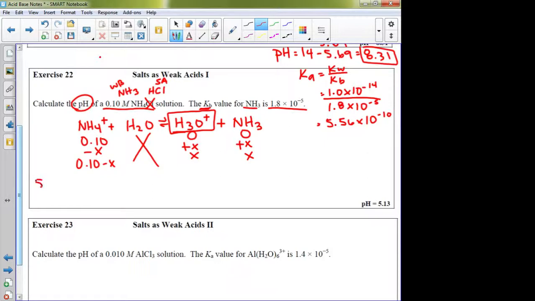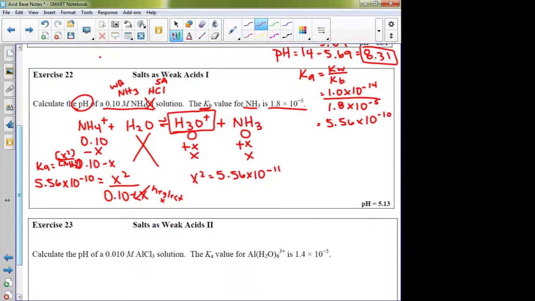Absolutely. I'm saying my Ka, 5.56 times 10 to the negative 10th, is equal to X squared over 0.10 minus X. I know I skipped the expression. It'll be okay. Does everybody recognize this is my Ka, equal to my concentration of products squared over my concentration of my reactant? What do I do with X? I neglect it.